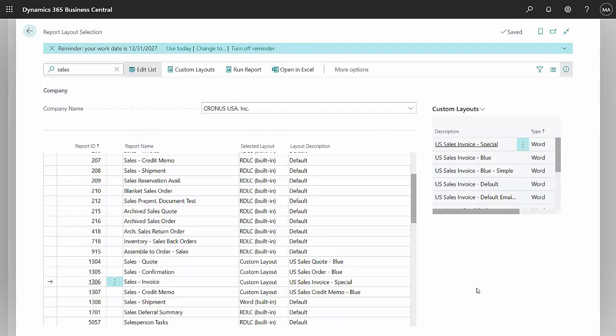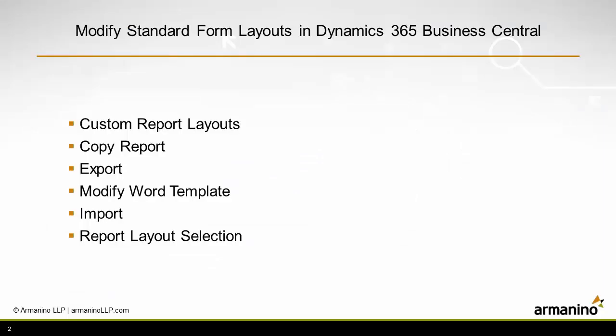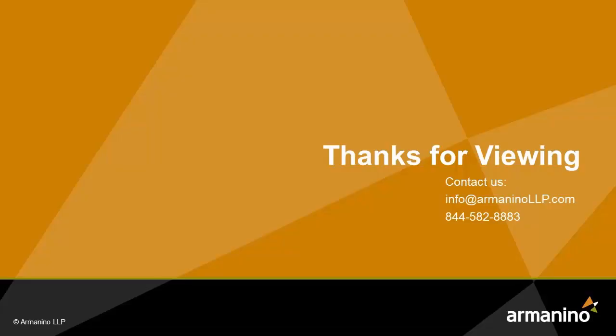So the steps I went through was I opened up the custom report layouts. I found the report that I wanted to modify. I copied that report. I exported it. I modified it in Word and then imported it back into Business Central. I went to the report layout selection screen and selected which version of that report I wanted to show as the default.